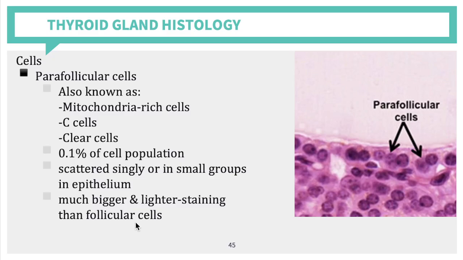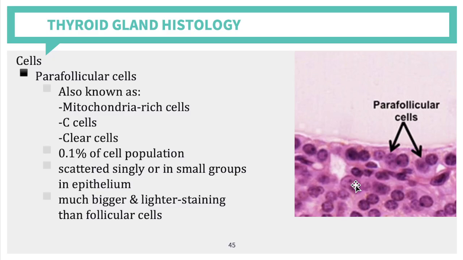Again, your parafollicular cells. They have many names: mitochondria-rich cells, your C cells, your clear cells. They are only 0.1% of the cell population, and they are scattered singly or in small groups in your epithelium. They are much bigger and lighter staining than your follicular cells. So how can we compare follicular versus parafollicular? Parafollicular, think of bigger cells. You see, they are much bigger. What else? Lighter staining. You see, they are much lighter staining compared to your follicular cells.